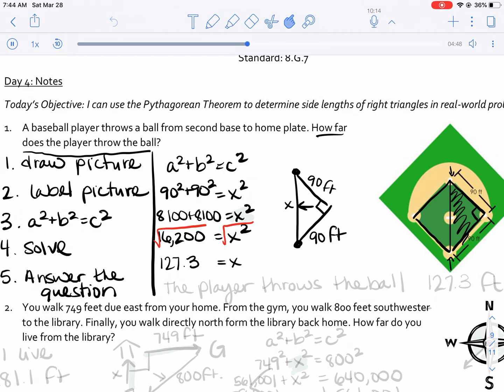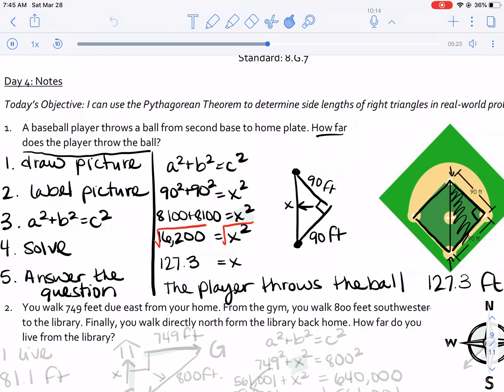So how far is measured in feet. So we would say the player throws the ball 127.3 feet, which is interesting because you might think, oh, the sides of a baseball diamond are 90 feet, but they actually threw it much farther than that, 37.3 feet farther than that. So it is quite a long distance. That second baseman needs to have a pretty good arm.